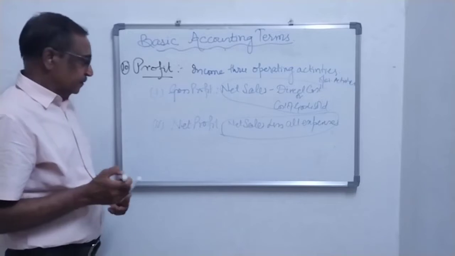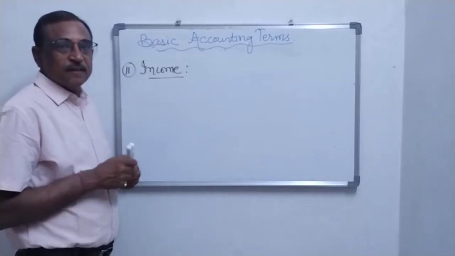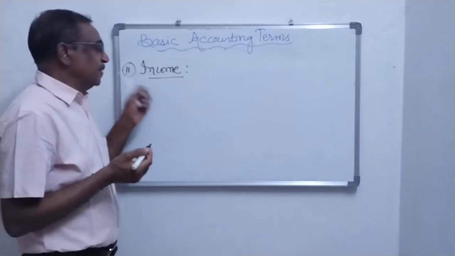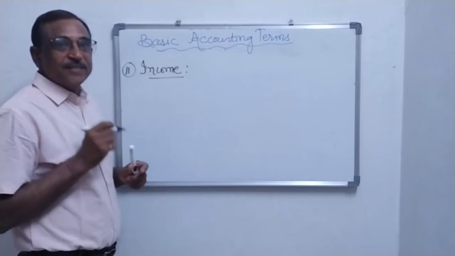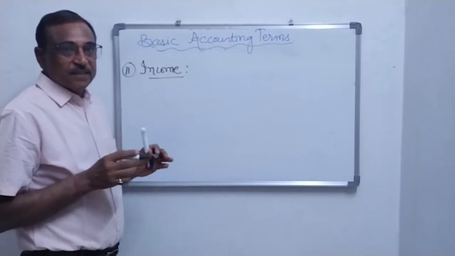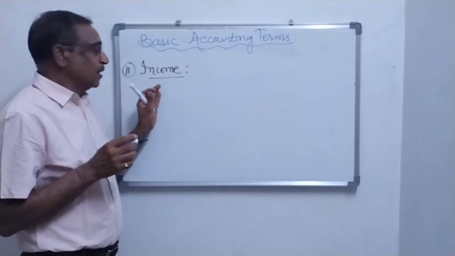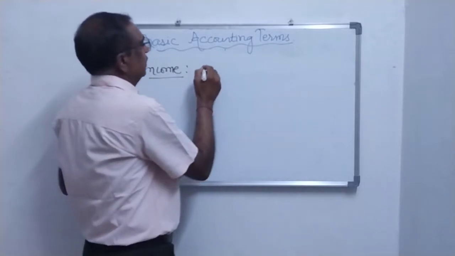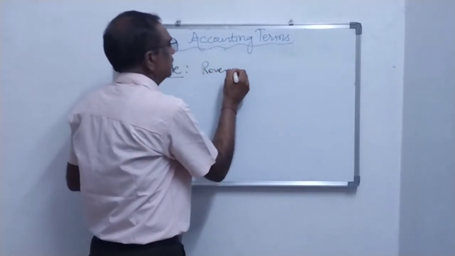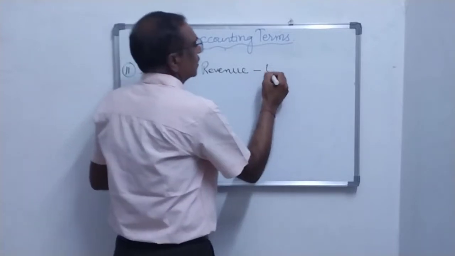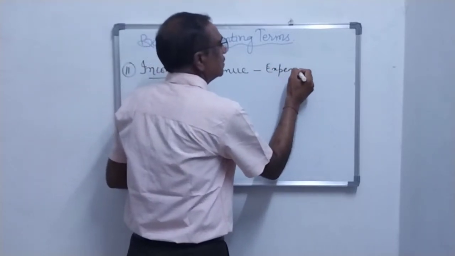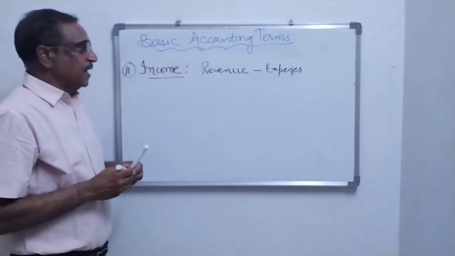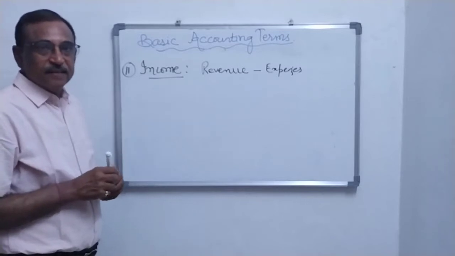Take up the 11th: income. The income earned, the profit earned during an accounting year is termed as income. And it can also be stated as when all the expenses are deducted from the total revenue, you get income. Clear? So we can say income is revenue minus expenses. Okay? Revenue minus expenses is your income. Clear?